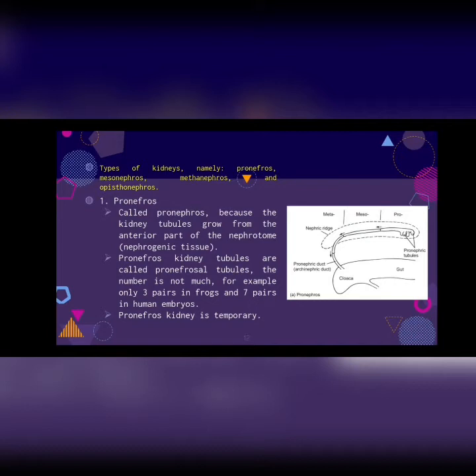It is called pronephros because the kidney tubules grow from the anterior part of the nephrotome or nephrogenic tissue. Pronephros kidney tubules are called pronephric tubules. The number is not much, for example only 3 pairs in frogs and 7 pairs in human embryos. And the pronephros kidney is temporary.